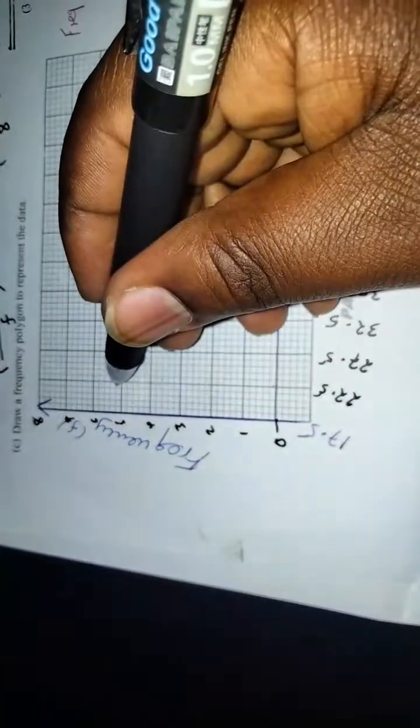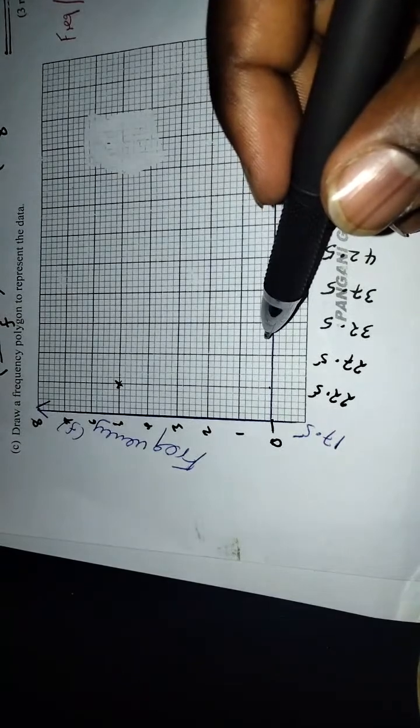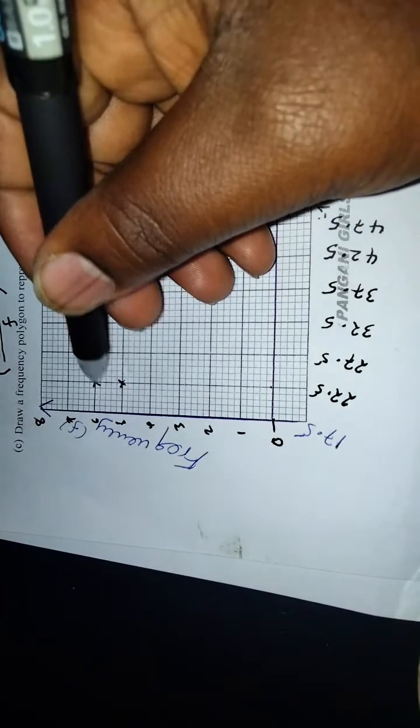18 to 22.5 is having a frequency of 6. So this class is having a frequency of 6. So that's where the class reaches. The other one has a frequency of 4, which is going to be here.